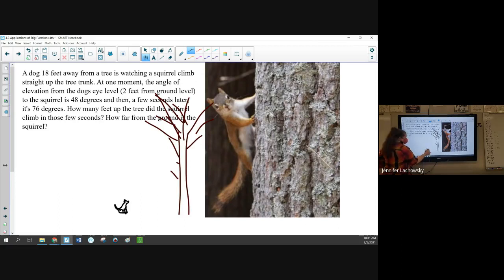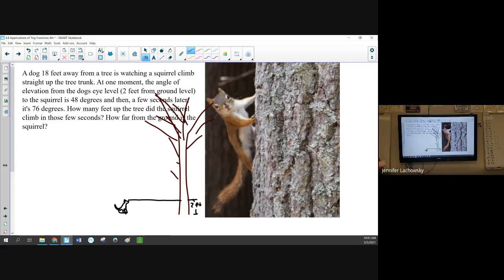Okay, so the dog eye level is what? Two feet from ground level? Okay. Do you want to scoot up closer? No. Okay. Do you want to sit on that side though, so I'm not behind you? Okay. All right. So dog is 2 feet from ground level.